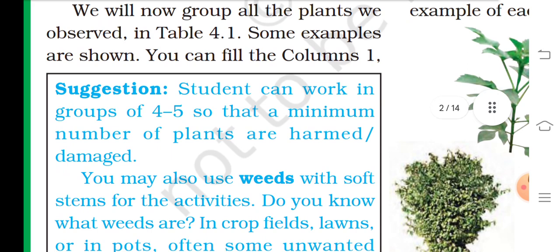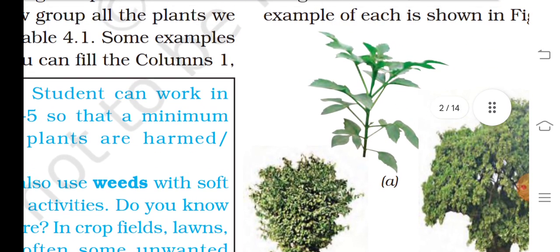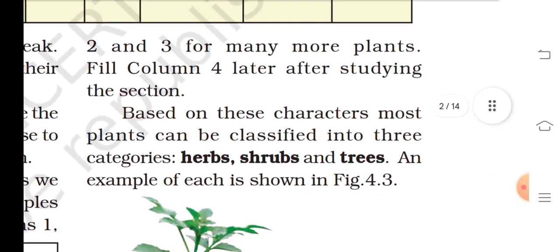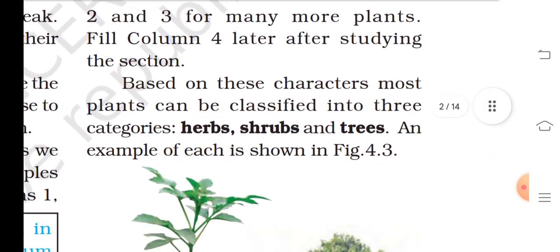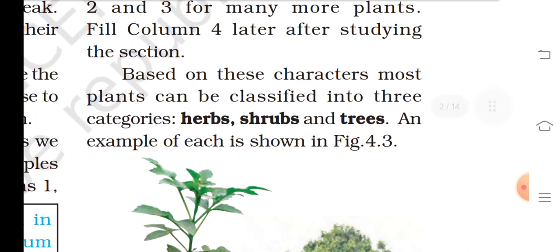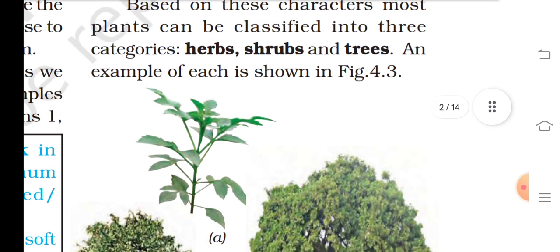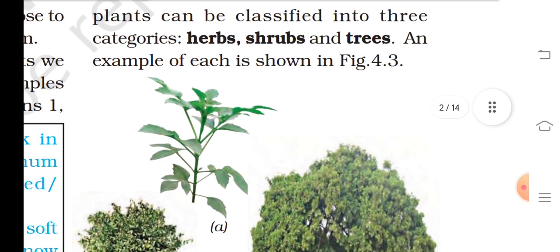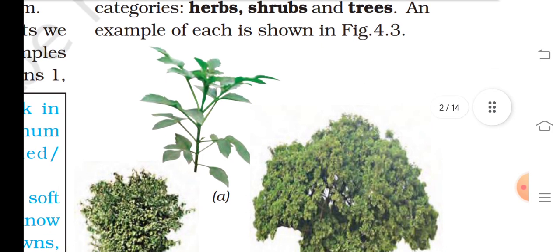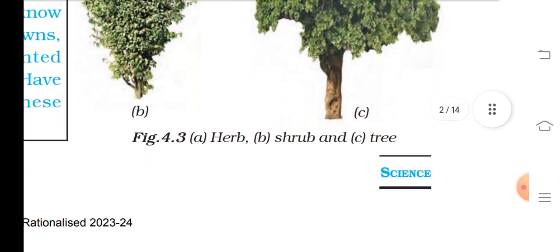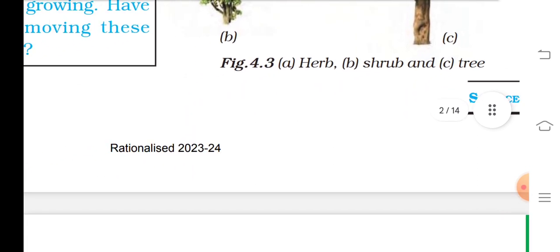Some examples are shown. You can fill columns 1, 2 and 3. For many more plants, fill column 4. Later, after studying the section, based on these characters, most plants can be classified into three categories: herbs, shrubs, and trees. An example of each is shown in figure 4.3. Herbs, shrubs, and trees.